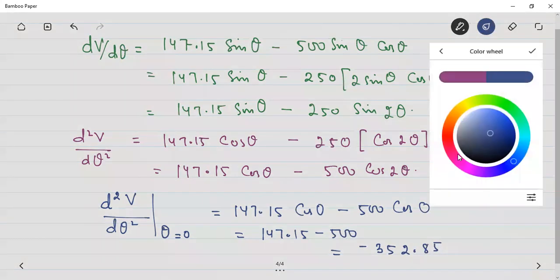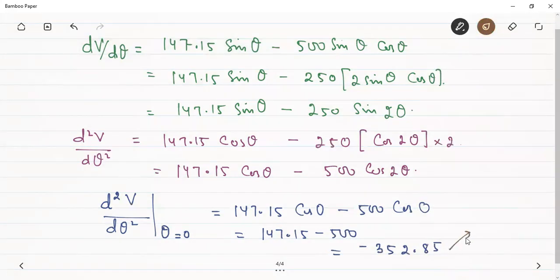And since this result is negative, what does it correspond to? It corresponds to unstable equilibrium, because when the second order derivative is negative, it means it is the condition of maximum potential energy, and that corresponds to unstable equilibrium.